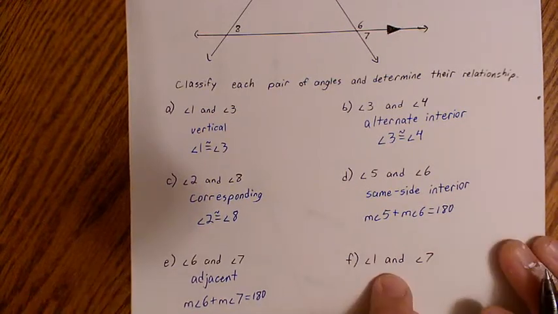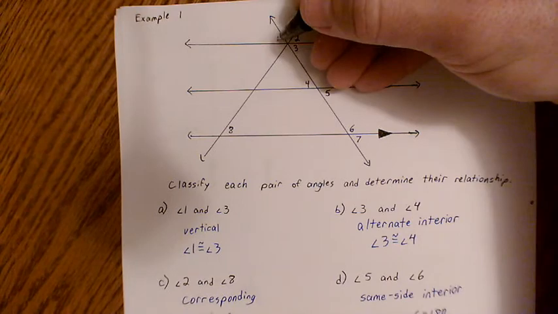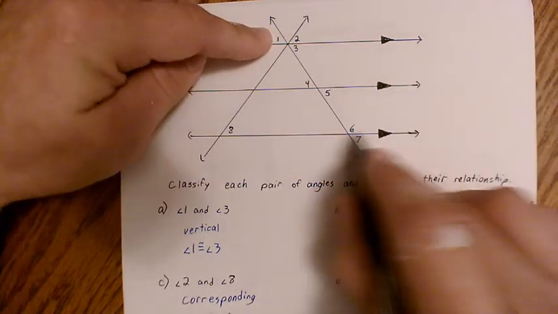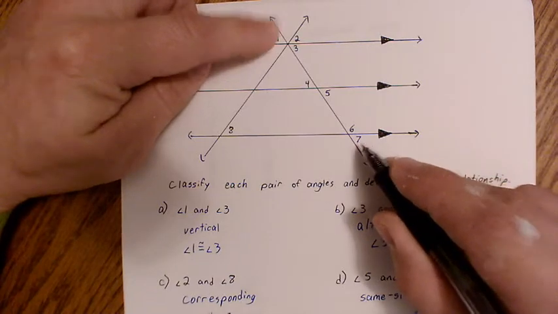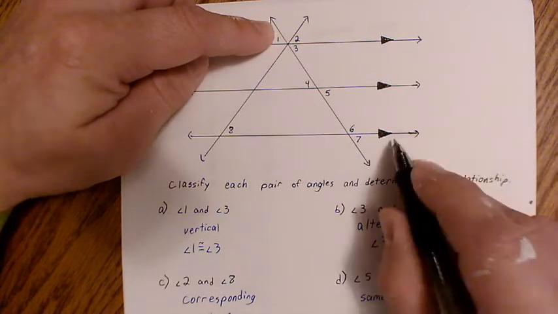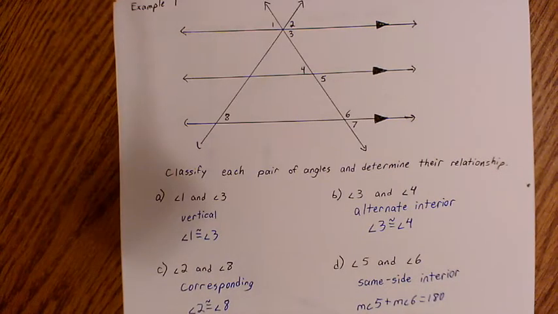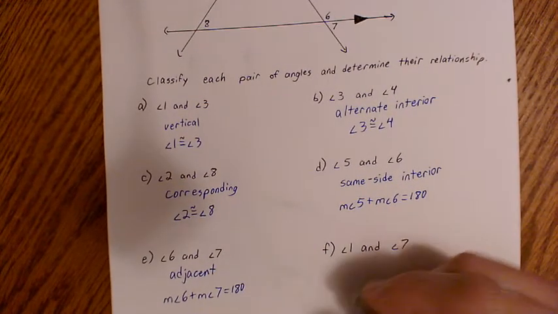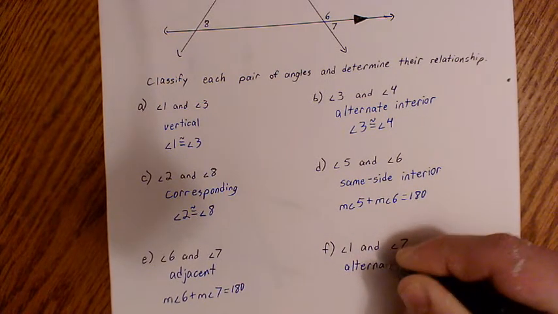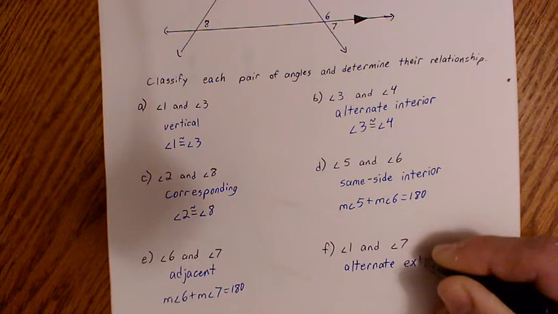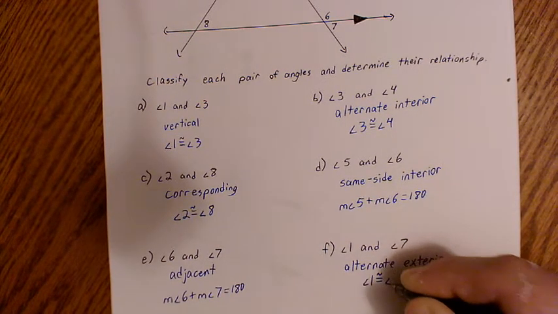And if I look at angle 1 and angle 7, so I'm going to slide this diagram up. Angle 1, angle 7, consider these two lines here and here. They are on different sides of the transversal. Also, these would be considered exterior angles for these two lines. So these are alternate exterior angles. And that means that they would be congruent as well.